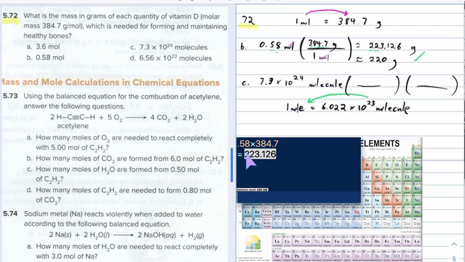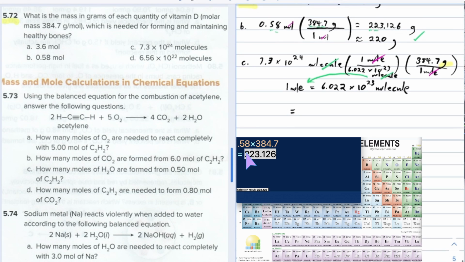Let's put them together. So we're getting rid of molecules, so we put Avogadro's number down here, 6.022 times 10 to the 23rd molecules, and then that's 1 mole. And then we know that 1 mole is 384.7 grams. So you see how the first conversion factor gets rid of the molecule units, and the second one gets rid of the mole units, and we're going to be left with grams. So we'll put our answer down here and punch it into the calculator.